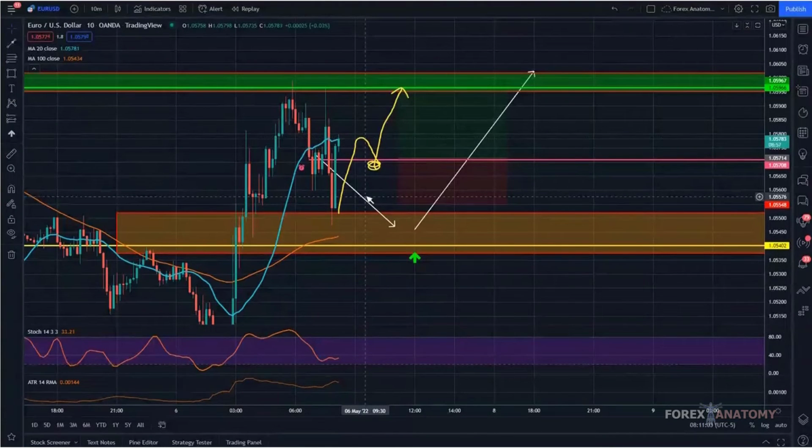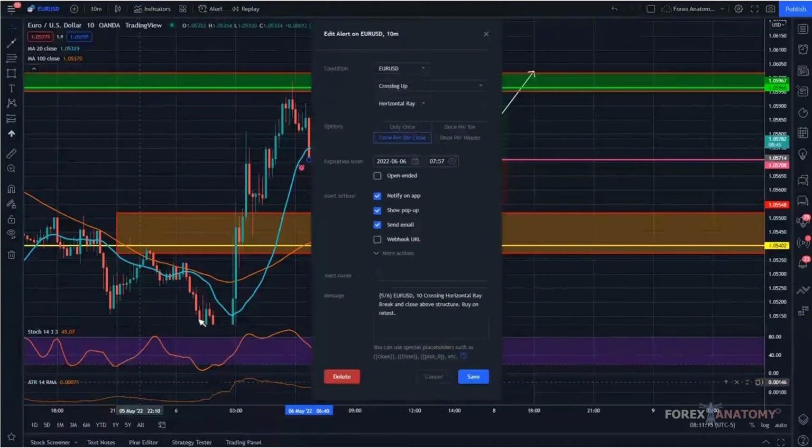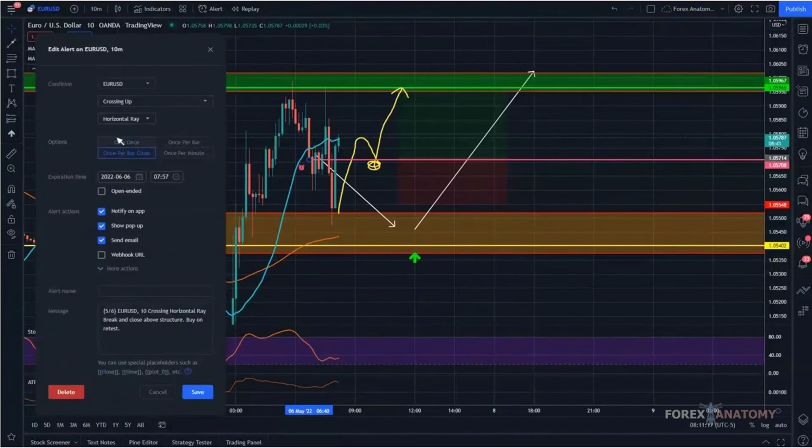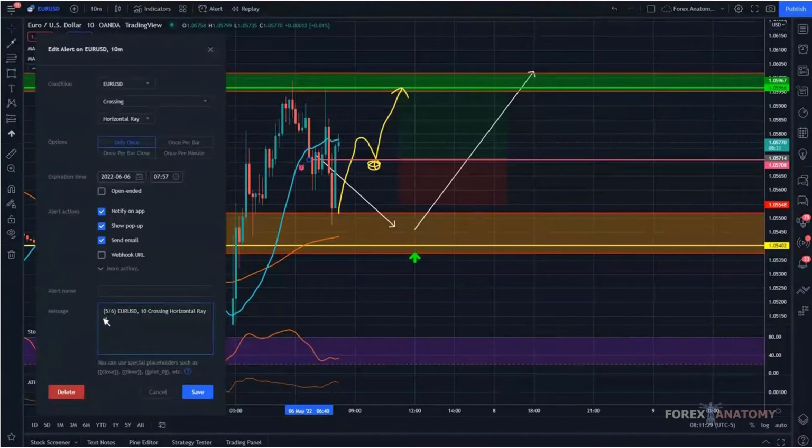All right. So what we want to do right now, we can actually change this alert. We can be notified whenever price comes back to retest this area. So then what I want to do is modify this alert right here. And I'm going to say crossing. Then we're going to say only once. And then we could say price retesting structure.